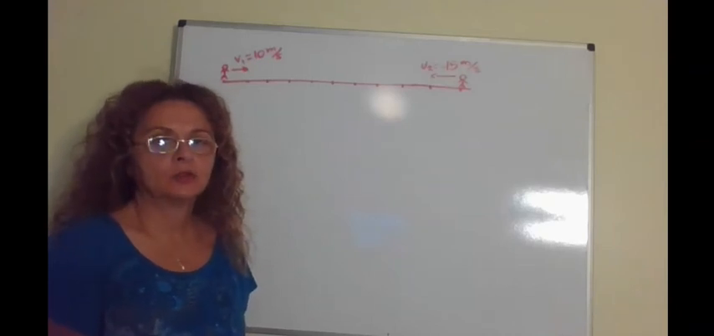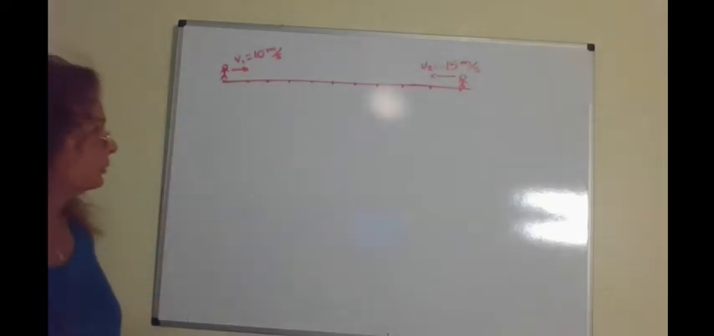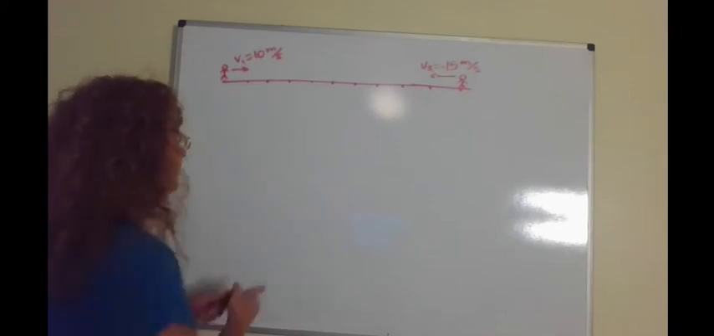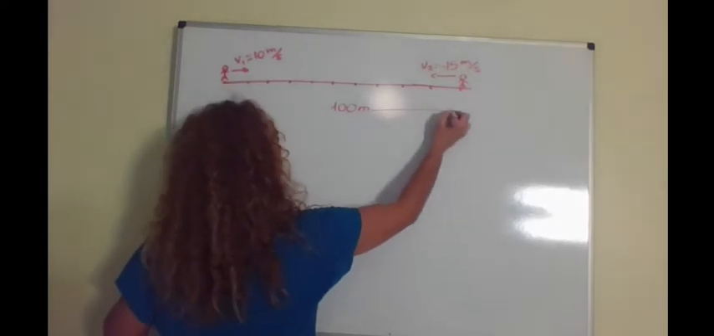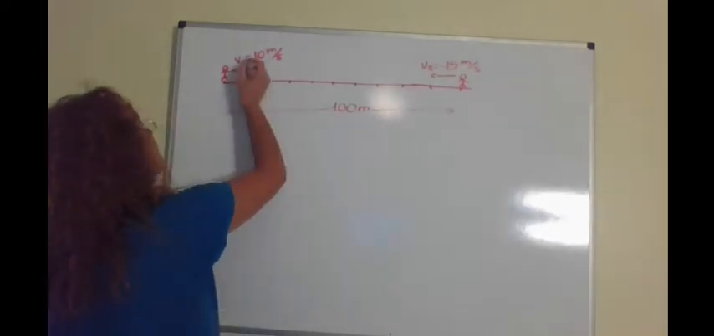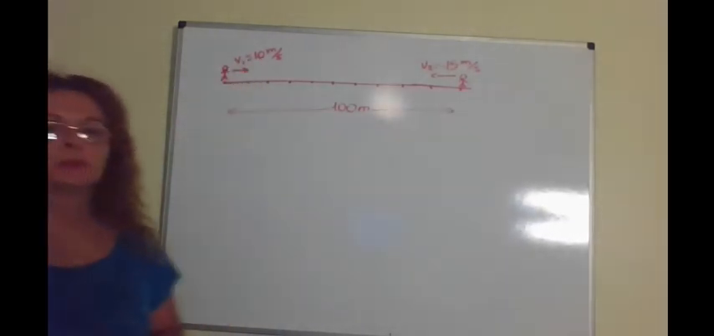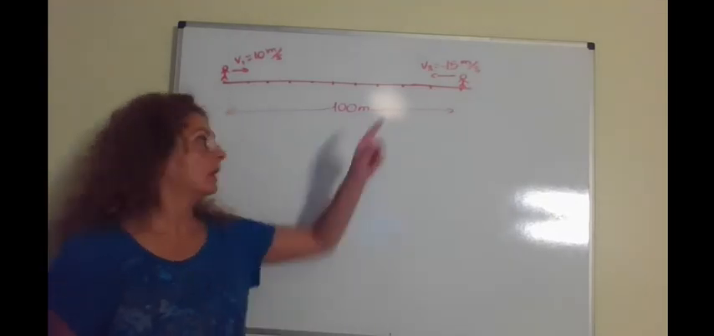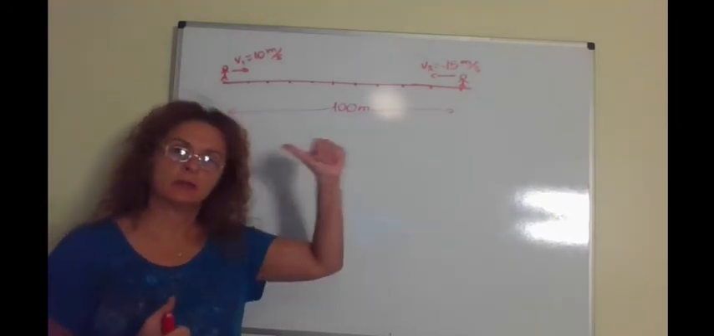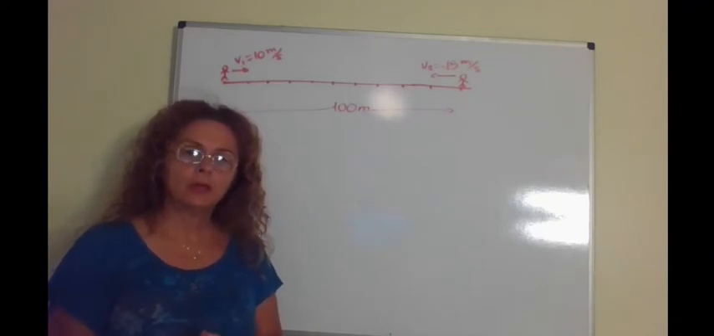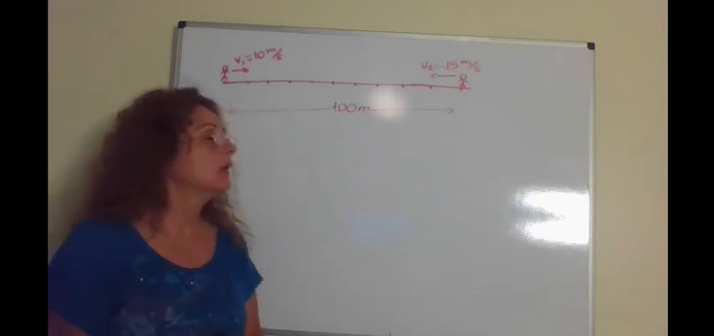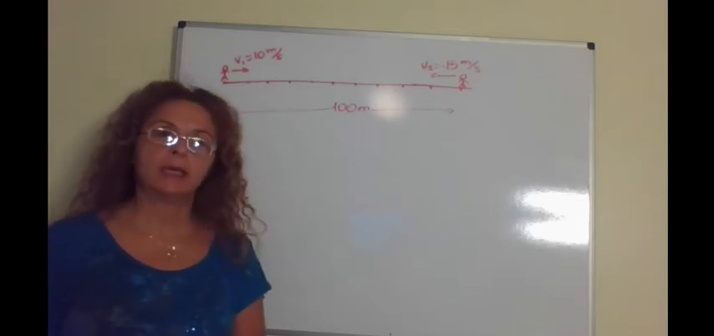So, two-object problem. We have two people standing 100 meters away. The one has a velocity of 10 meters per second. The other one has a velocity of negative 15 meters per second. And we want to know when they will meet and how much time it will take.